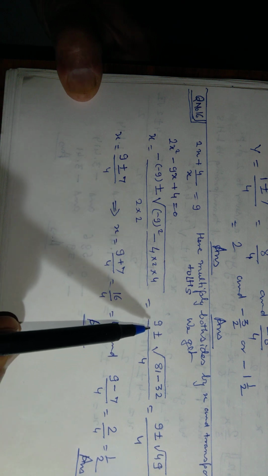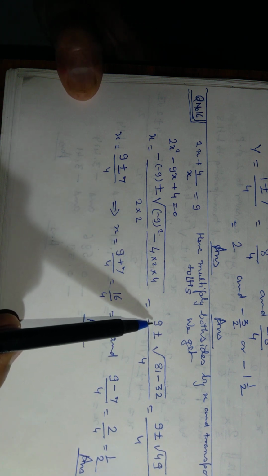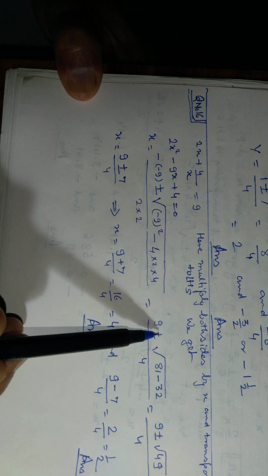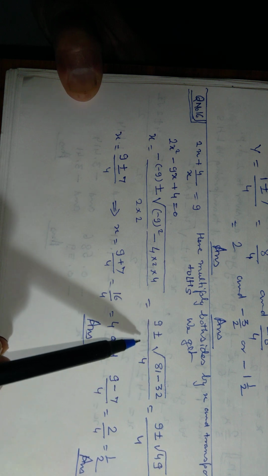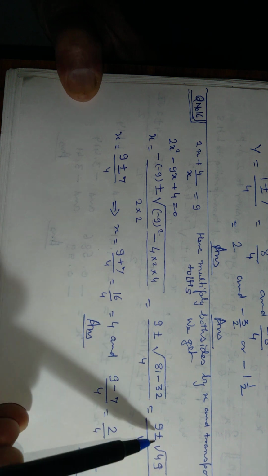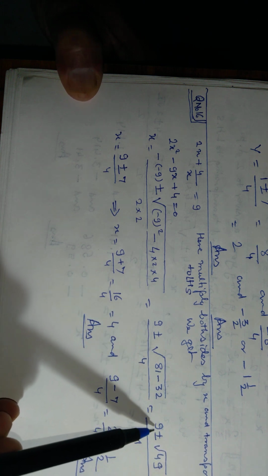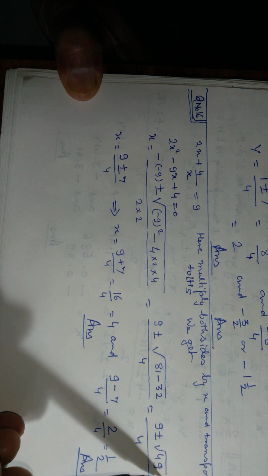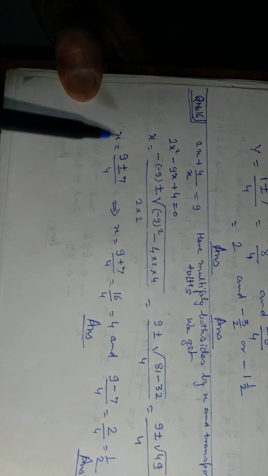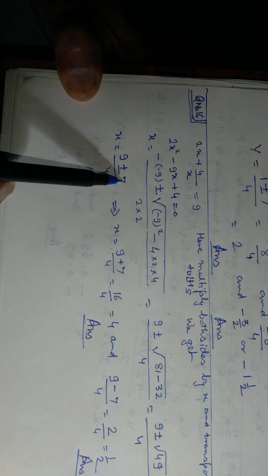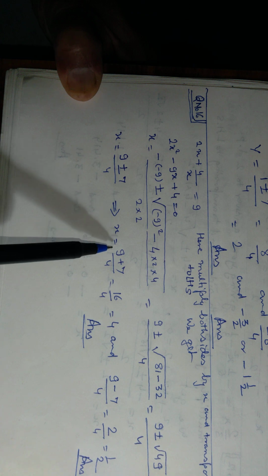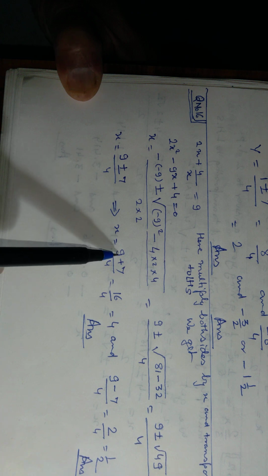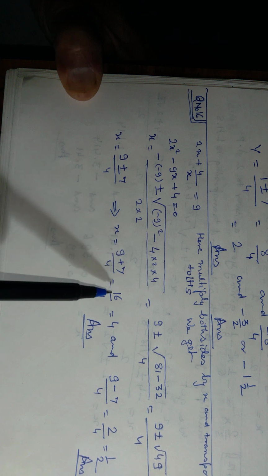This can be again solved. This will become plus 9 plus minus root 81 minus 32, whole divided by 4. So 9 plus minus root 49 divided by 4. So x will be equal to 9 plus minus 7 by 4. That will be equal to, again solved, x will be equal to 9 plus 7 by 4.